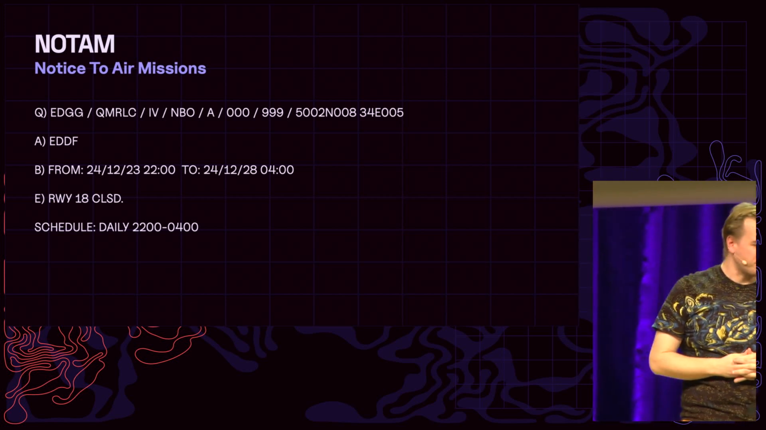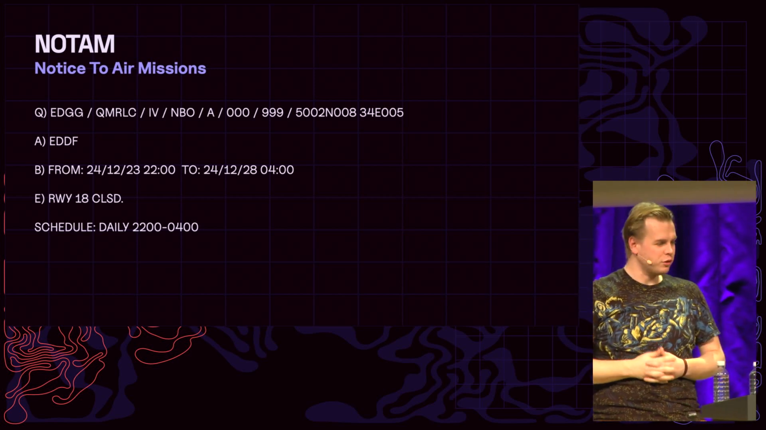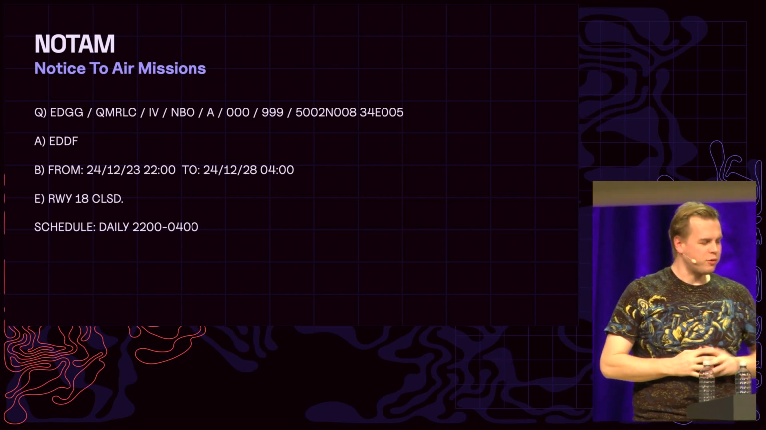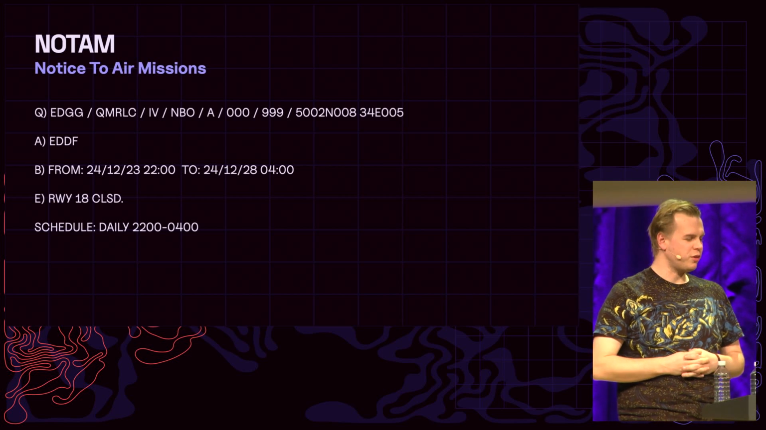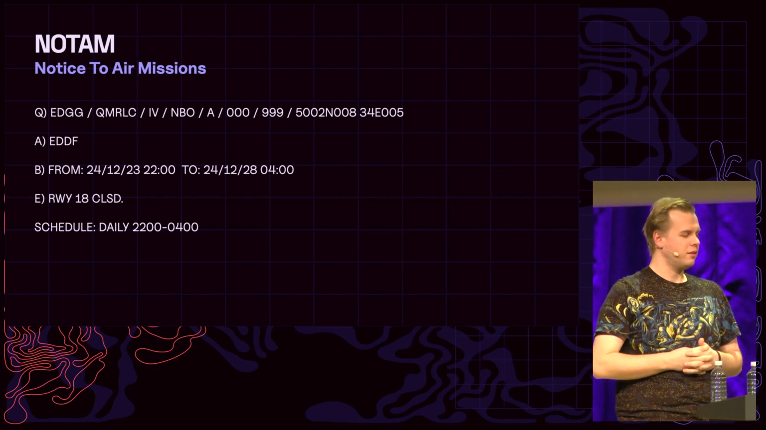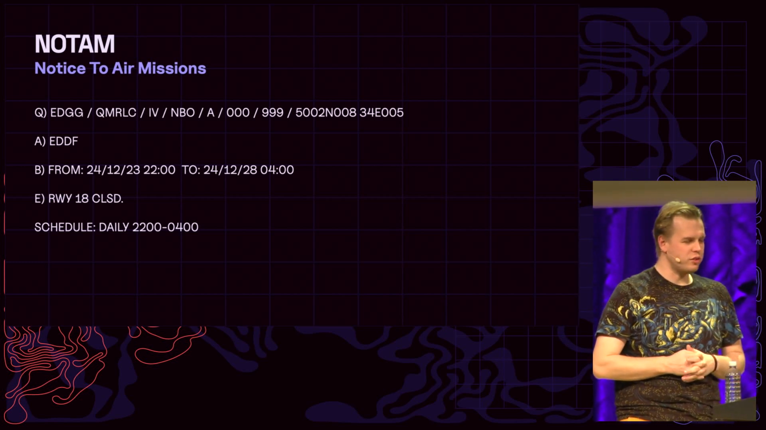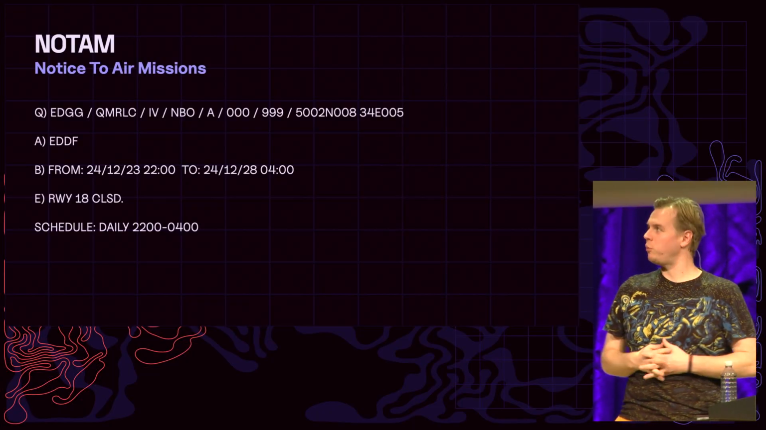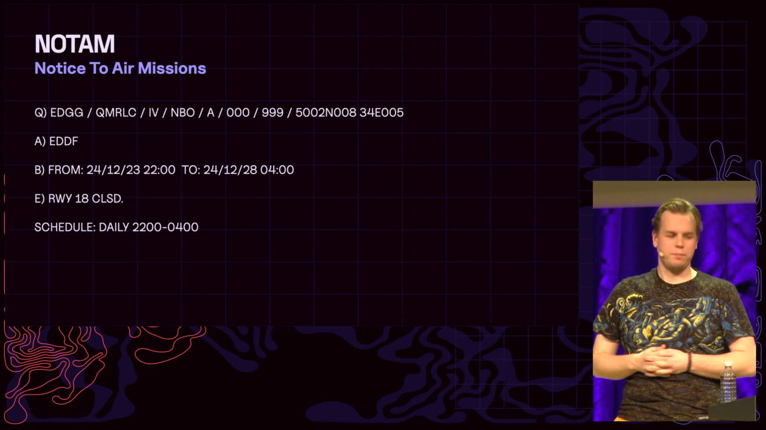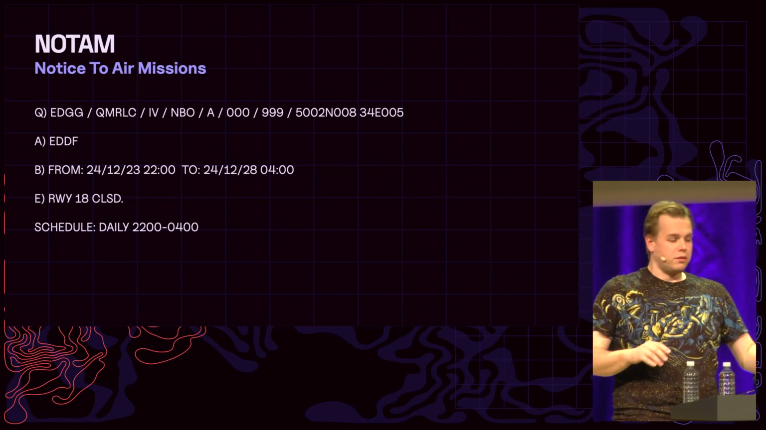And the position. The next line, EDF, that's Frankfurt. And the next line after that means it's between the 24th of December 23 to the 24th of December 28. And these times are UTC. And what it says is runway 18 is closed daily between the hours of 10 in the evening and 4 in the morning. You know, night flight isn't allowed, and that's what this says.